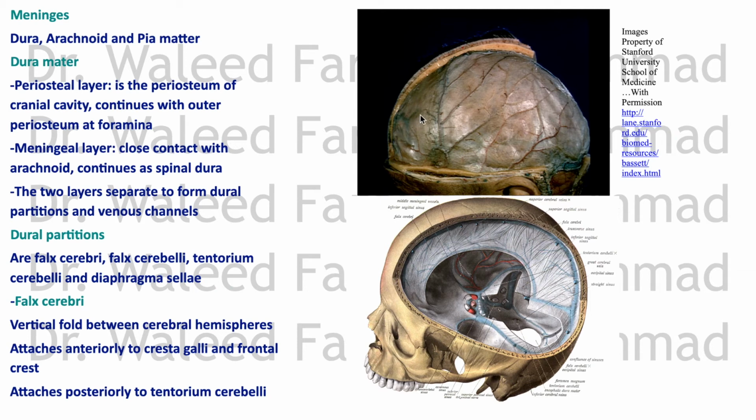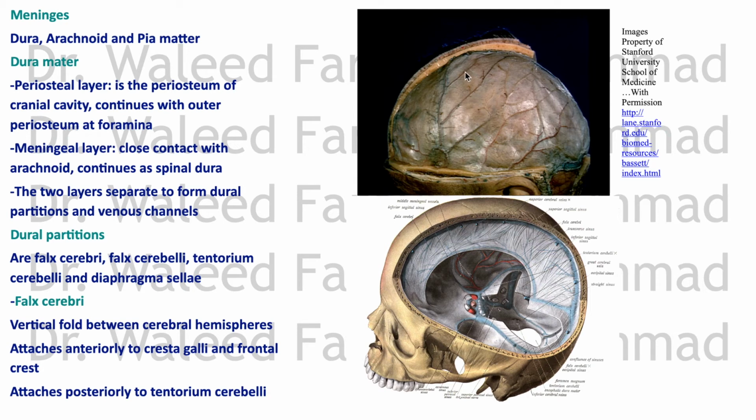And the other layer is called the meningeal layer, the one you see here. This is the one that covers the brain and continues on the spinal cord to cover it, spinal meninges, or the spinal dura. This is the meningeal layer, and as you can see, the impressions of the meningeal vessels on the dura.